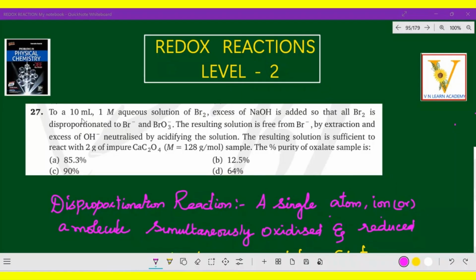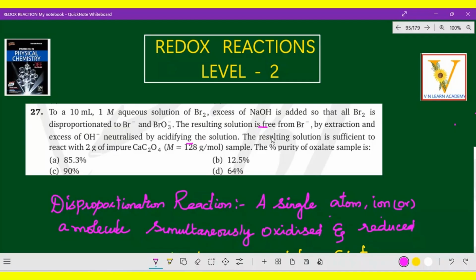Here is the first question. To a 10 ml, 1 M aqueous solution of Br2, excess of NaOH is added so that all the Br2 is disproportionated to bromide, Br minus, and bromate, BrO3 minus. The resulting solution is freed from Br minus by extraction, and the excess of OH minus is neutralized by acidifying the solution. So the question involves two reactions, that means basic medium as well as acidic medium, right?